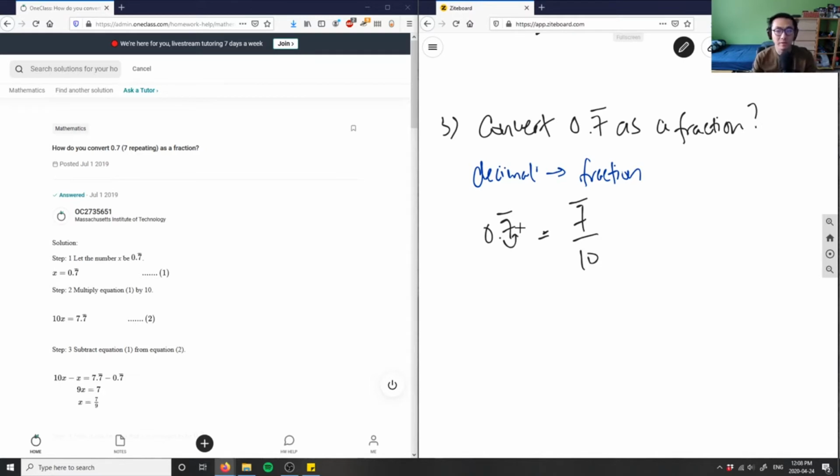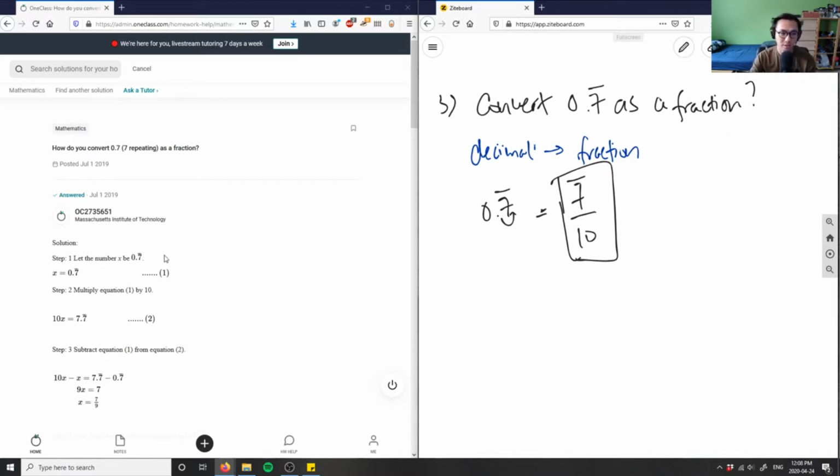But again, I want it as a fraction, right? So this here doesn't really exist. Repeating 7s over 10 doesn't really exist. So what I have to do is find out what this would be in terms of an actual fraction, right? Because I can't have this repeating thing here. So what this student did here was they just simply let x equal 0.7 bar, which is great.